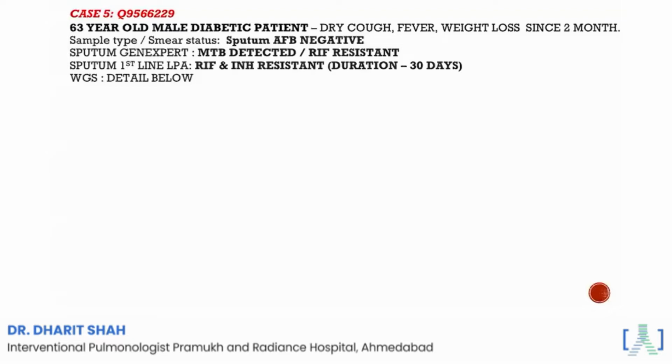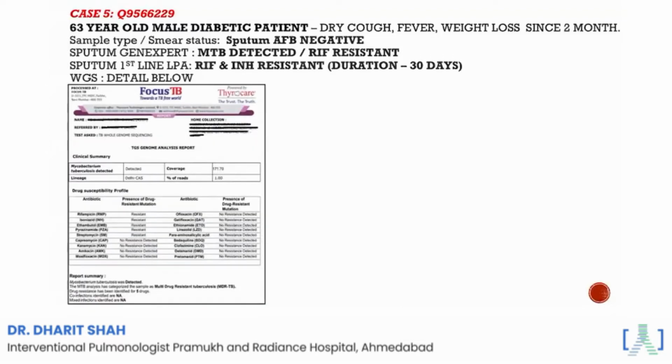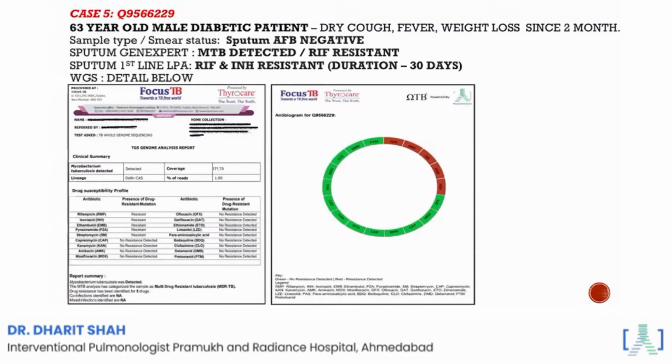So as per the protocol, we sent the patient's sputum for LPA also, and we got that rifampicin and isoniazid both are resistant. But the time to get the LPA report is 30 days. With the help of WGS, you can see on the left side 5 different drugs, named rifampicin, isoniazid, ethambutol, pyrazinamide, and also streptomycin, which is not used nowadays as an injectable, but each and every drug is resistant.